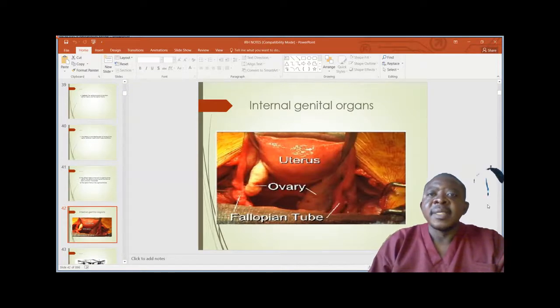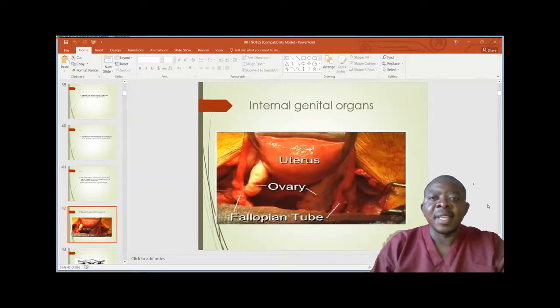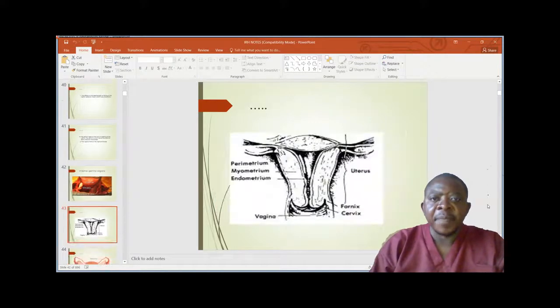Okay, so internal genital organs: they are the uterus, the ovaries, the fallopian tubes. That diagram just tries to portray the inside. We've talked about the external organs, the vulva, the group of external organs. So now internal genital organs, we have the uterus, the ovary, the fallopian tubes there.